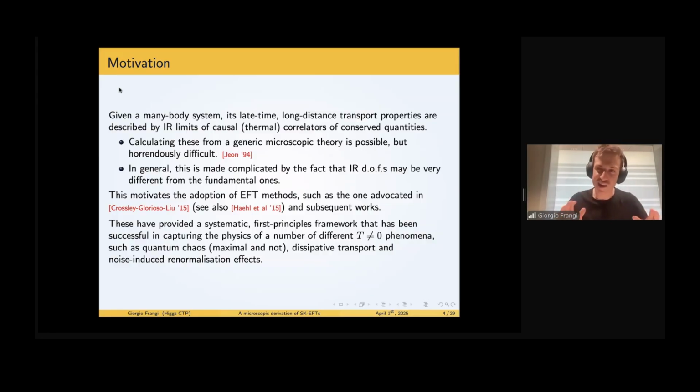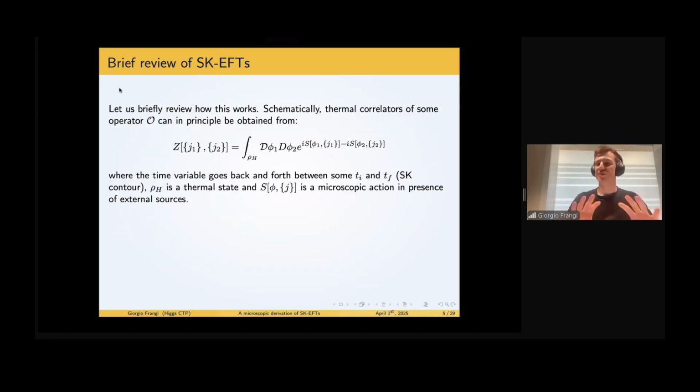The reason for the success is that this is a very stringent framework in which you can have a systematic derivation of these effective actions, and it can be applied to many different things. So people like this. Now, let's review this. The idea is that you are interested in calculating some thermal correlators of whatever operator, starting from a theory defined on a Schwinger-Keldysh contour. This means that in your path integral, time doesn't go from an initial time to a final time, but it goes forwards and then backwards.